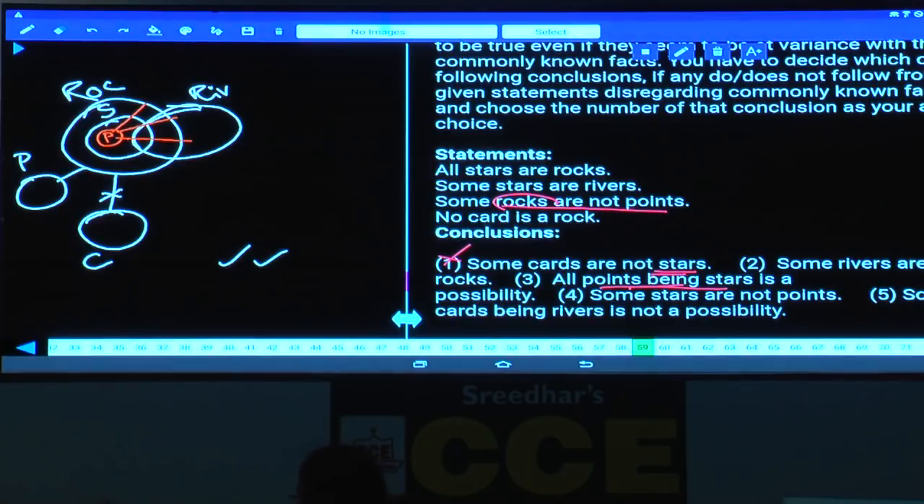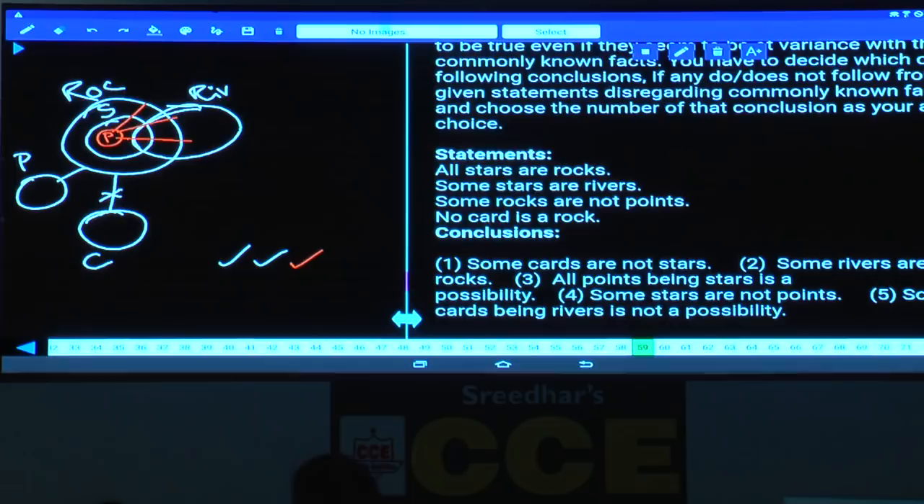Are you following this one or not? I can bring this point into this star by proving this one. This statement is also valid. Clear? And third one is true, hence it cannot be false. Then what about the fourth one here? Some stars are not points.